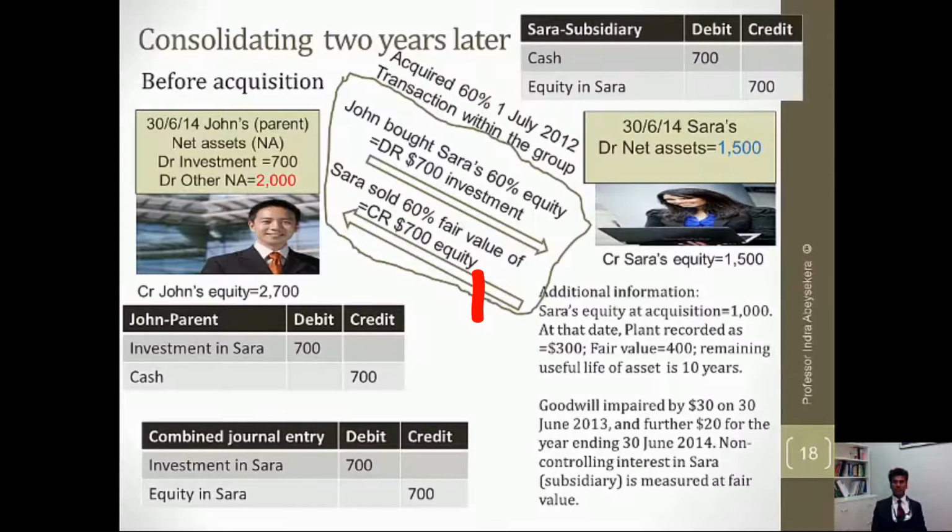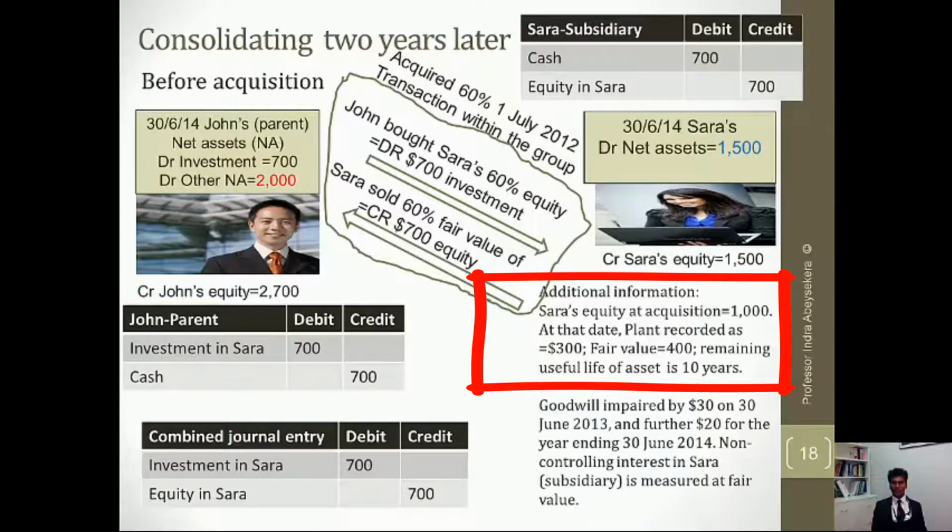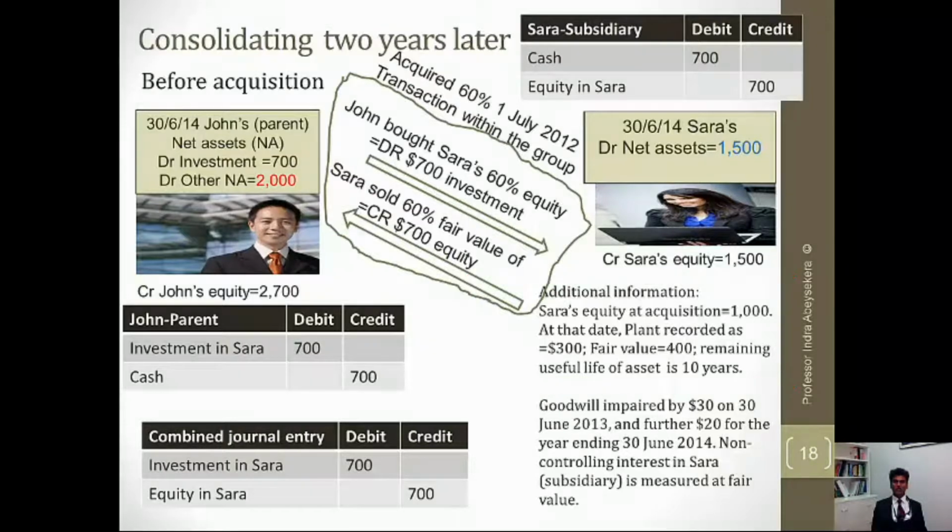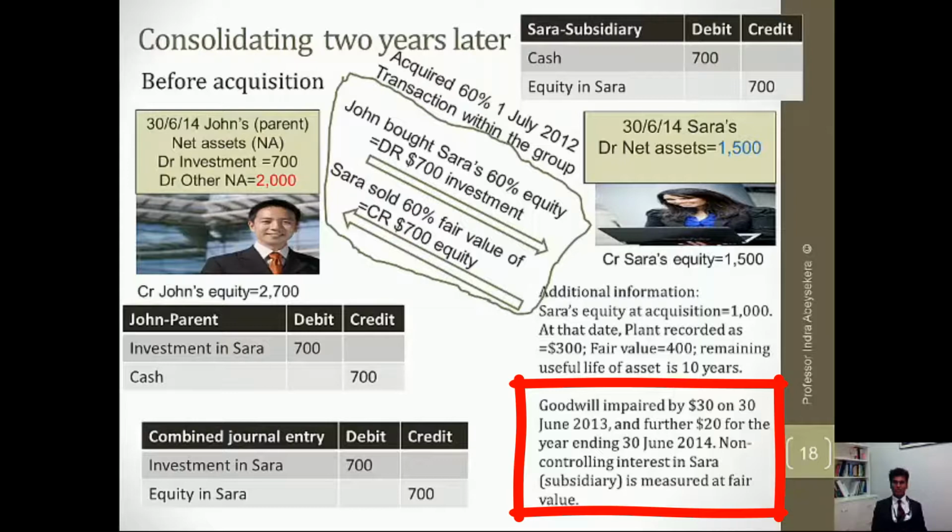Additional information tells us there was an asset, plant, that was not revalued. It should be revalued by $100. Remaining useful life is 10 years. Goodwill has impaired by $30 in the first year, and it has further impaired by $20 in the second year.